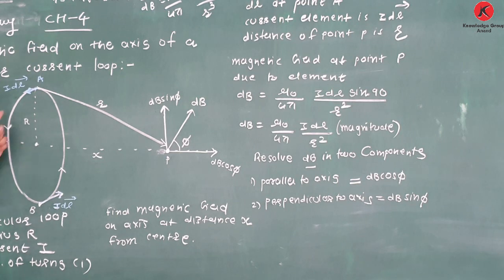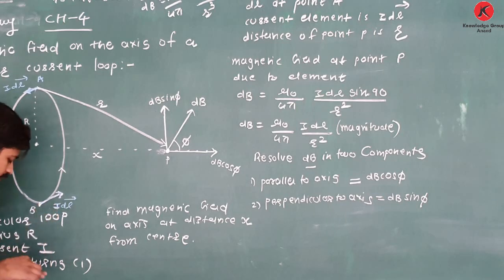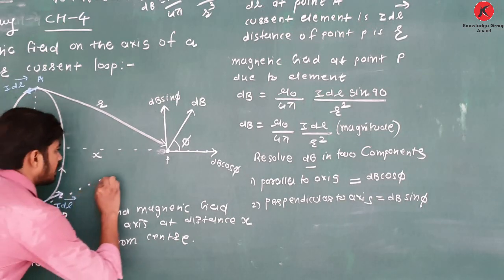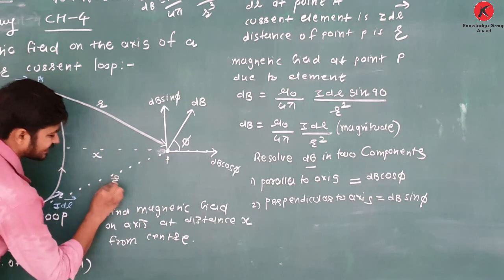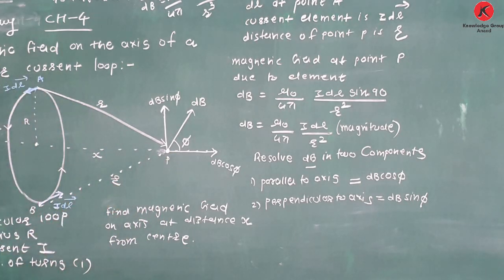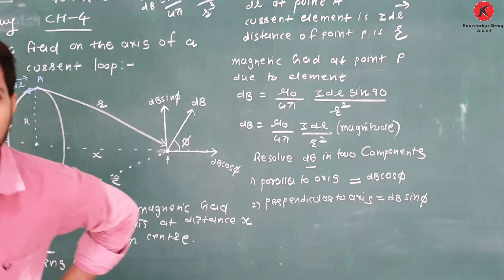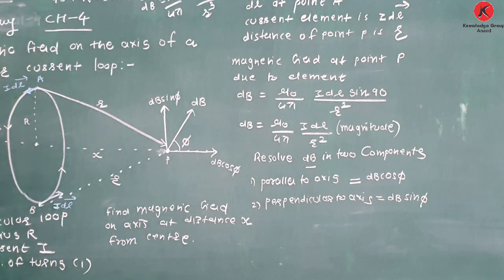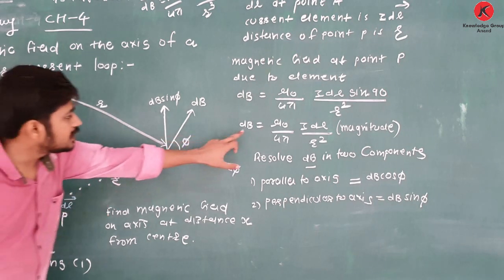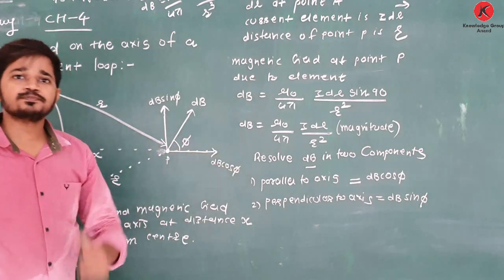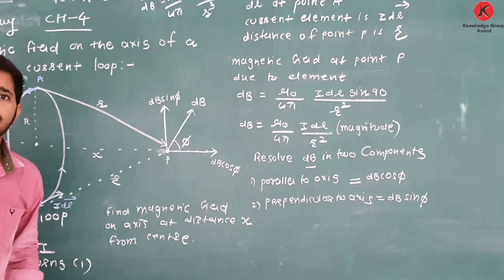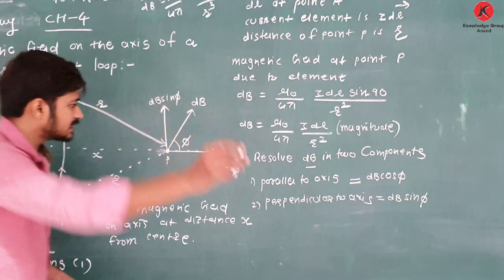Clear? Now identical and diametrically opposite means if from this point you draw a position vector, and from the other point you draw a position vector, then this distance is also r. Yes or no? This distance is also r. Clear about this? So now see, the current element is the same. Yes or no? Distance is the same. Then the magnitude of the magnetic field is also the same.